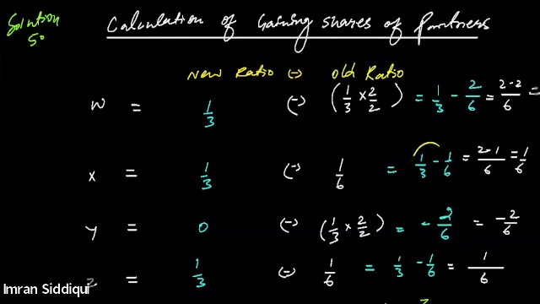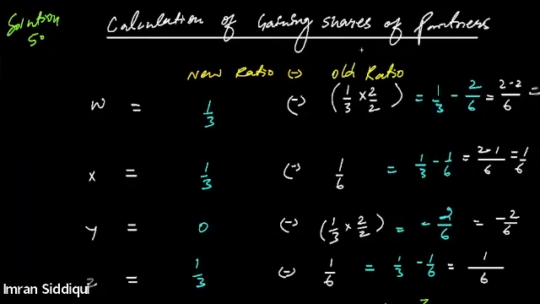will get 1 by 3 minus 1 by 6. And after doing the calculation, you will get 2 minus 1 divided by 6. And eventually the gaining share of X will be 1 by 6. I hope this is clear, everybody. Right, everyone? Then similarly, we will do the calculation for Y, but because Y is retiring, Y must not be gaining anything. Y is sacrificing minus 2 by 6 since he is retiring.